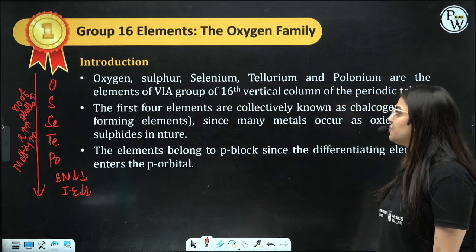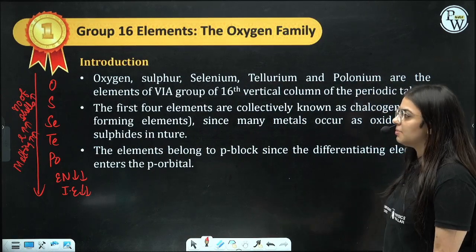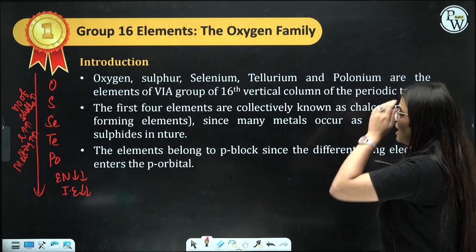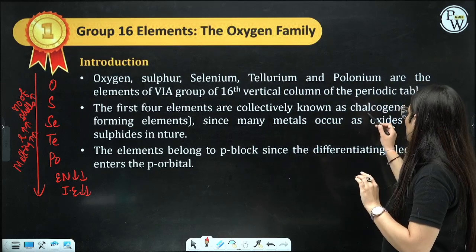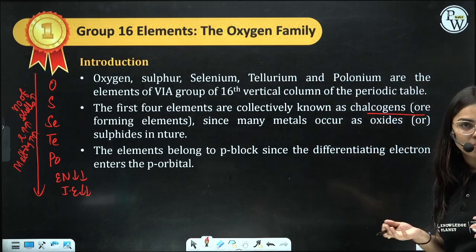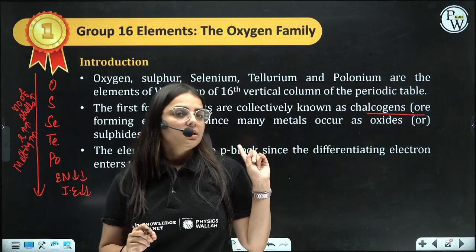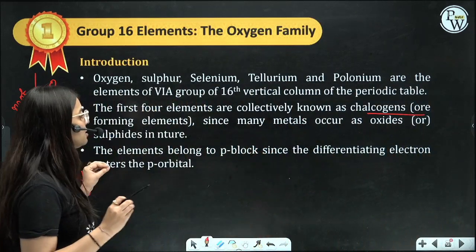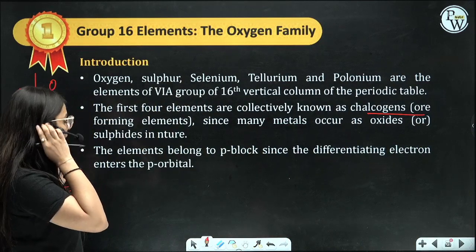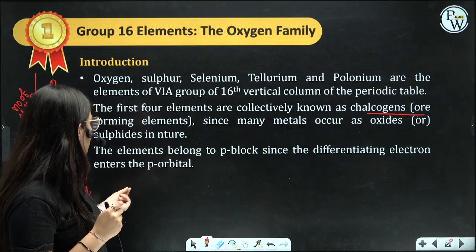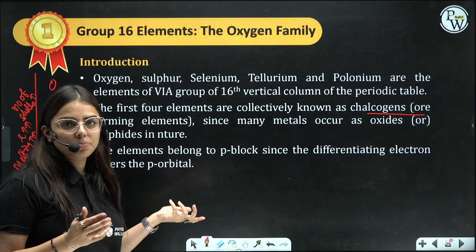See, oxygen, sulfur, selenium, tellurium and polonium are the elements of the 16th group, okay? And the first four elements are collectively known as chalcogens or the ore forming elements, right? I guess you have heard this term in the metallurgy chapter as well. Since many metals occur as oxides and sulfides in nature, the elements belong to the p block since the differentiating electron enters into the p orbitals.